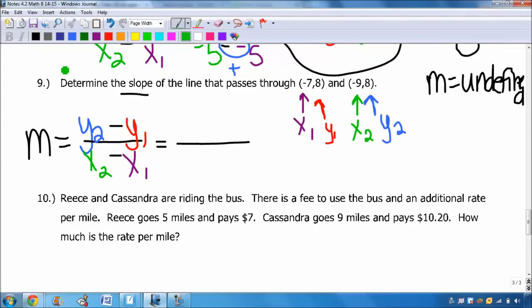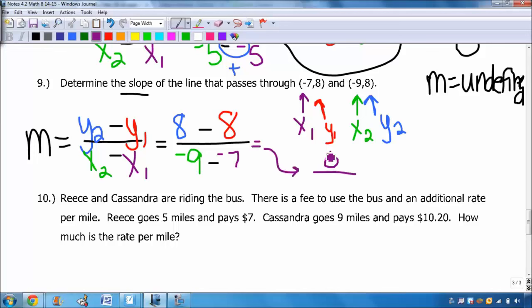Hopefully you identified your points as the way that we did right here. So let's go ahead and do this right here. So you would end up getting 8 minus 8, right, over -9 minus -7. And then 8 minus 8 turns into 0, and then negative 9 minus negative 7 becomes negative 9 plus 7, which is 2. So I end up getting 0 divided by 2. I can divide 0 into 2 equal pieces. You get 0.